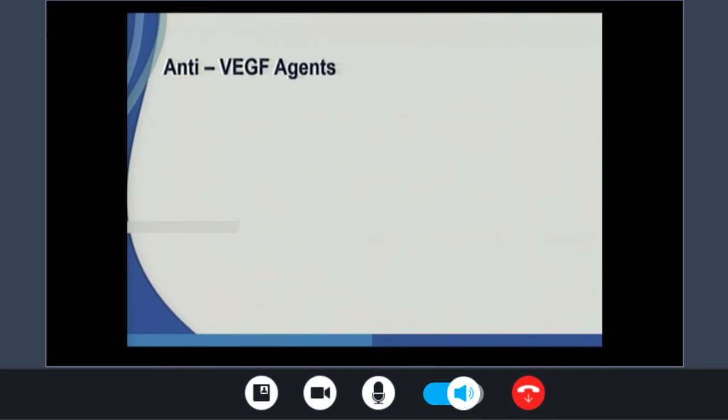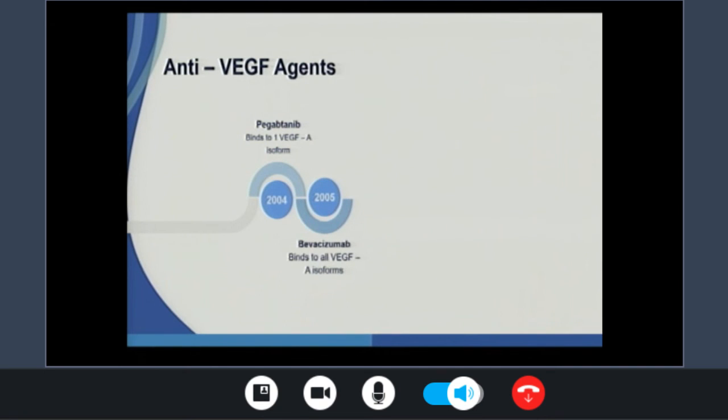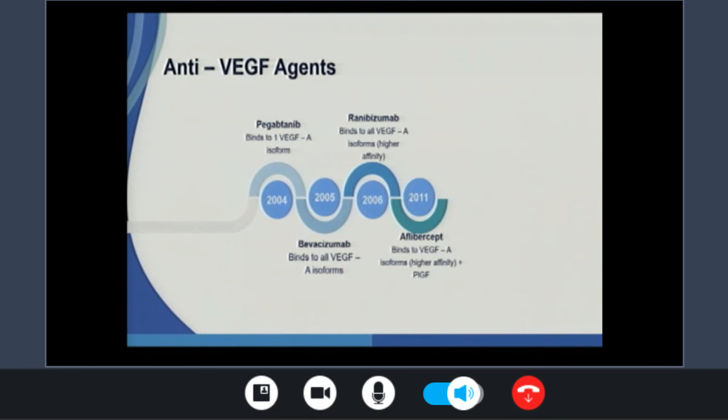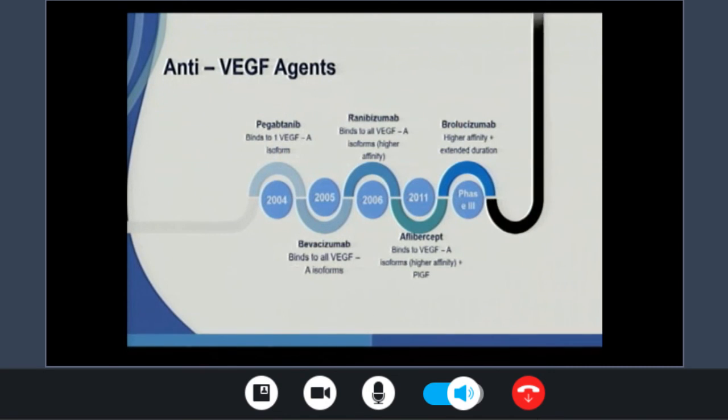Now, going back to anti-vascular endothelial growth factor, in 2004, pegaptanib was manufactured, and it binds to only one isoform of VEGF type A. 1 year later, bevacizumab was manufactured, and till now, it is not FDA approved. And the difference is that it binds to all isoforms of VEGF type A. Ranibizumab in 2006 shows higher affinity than bevacizumab. And in 2011, aflibercept was manufactured, and it binds to all isoforms with higher affinity. In addition, it binds to placental growth factor. And under phase 3 trial, maybe you have heard about brolucizumab, which shows a higher affinity and extended duration of action.